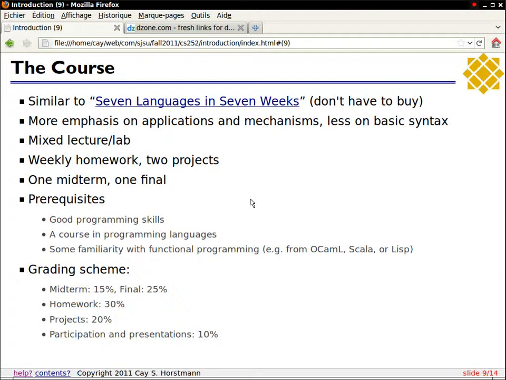So we'll do lecture, lab, and then after the lab is over, in the last 10 minutes or so, we have a discussion as to what did it all mean, what did we learn from the lab, that kind of stuff. There is more or less weekly homework.